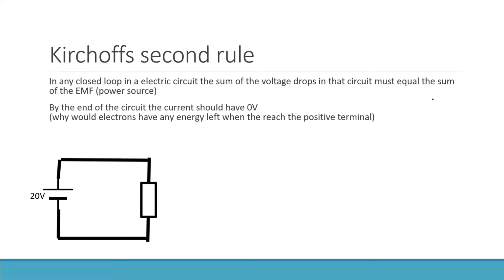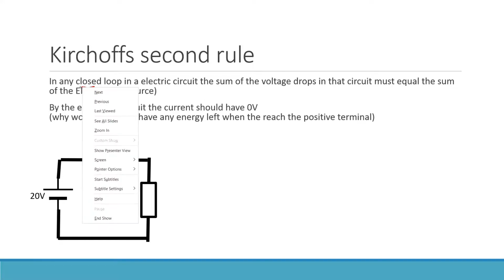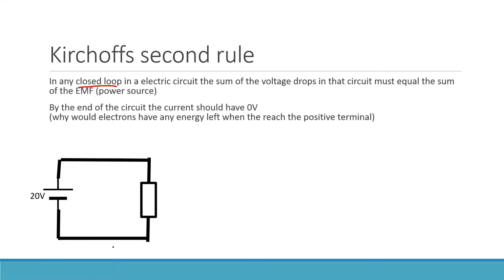Kirchoff's second rule: if any closed loop, and we're going to talk about what this means a little bit today, but also a lot more later on. If any closed loop in an electric circuit, the sum of the voltage drops in that circuit, in that loop, must equal the sum of the EMF. So the amount of batteries.